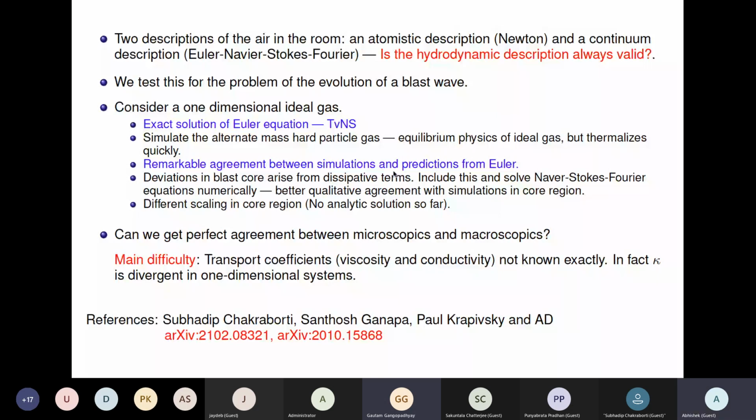Right. So there's a different scaling solution in the central region and the outside region, and the reason is that in the central region, the temperature becomes so high that you really have to worry about the heat conduction process and so on. So these dissipation terms really become important in this core region, and that's why you have a different scaling solution.